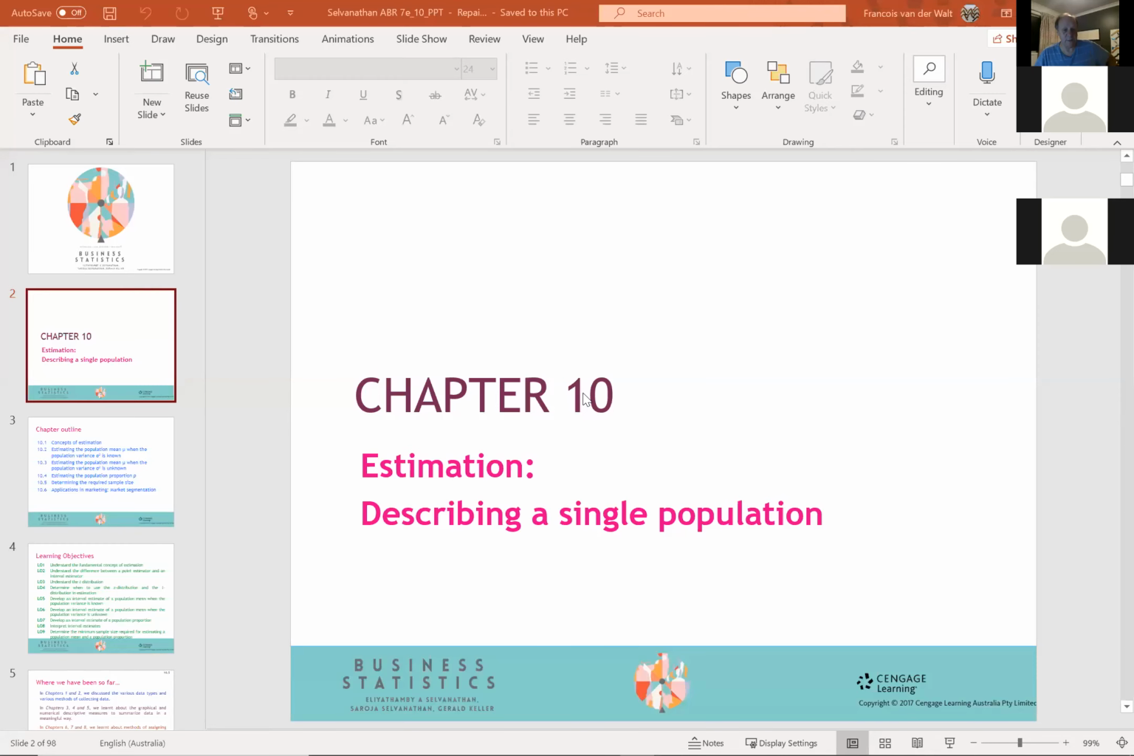So let me share the screen and let's jump straight into it. We're looking at describing a single population, and we're also going to cover tonight chapter 10, which looks at two populations, to compare two populations. We're going to use the same trick to compare two populations.